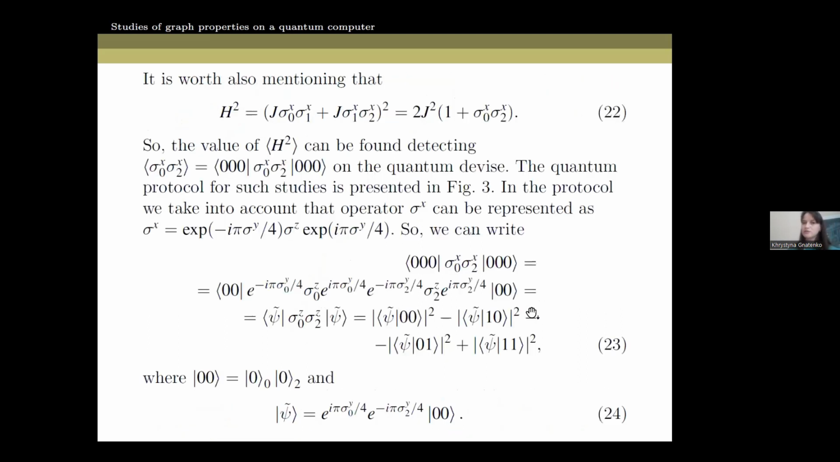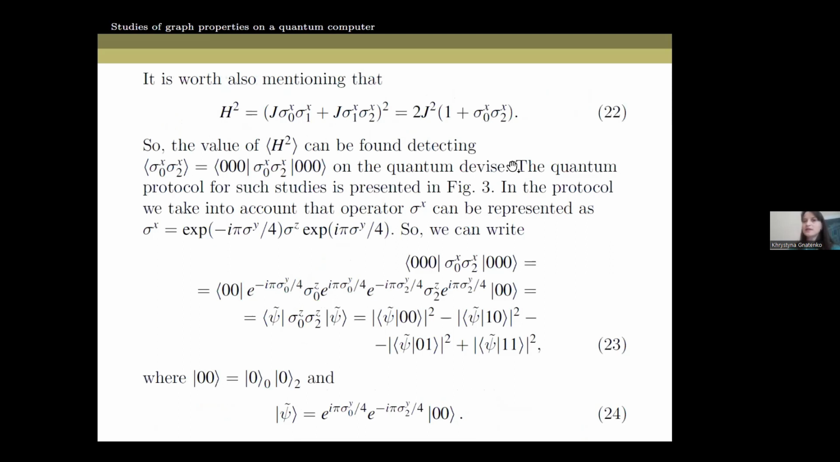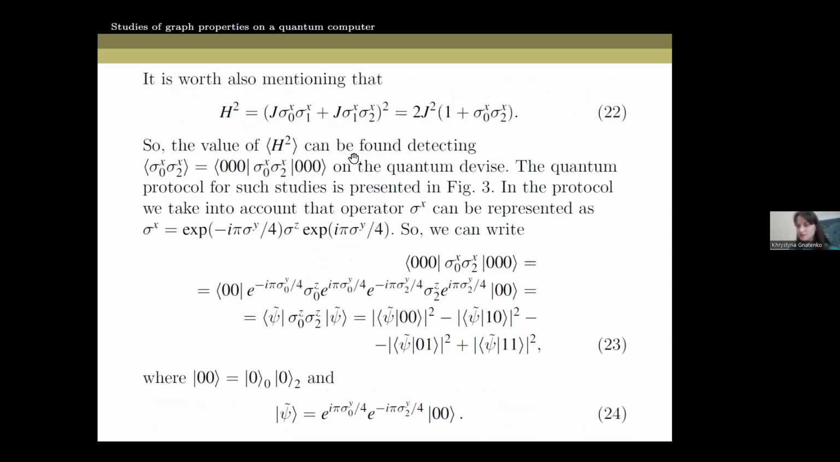Another way to find this H squared, the mean value of the Hamiltonian squared, is to calculate this mean value in the case of our spin model, described by the Ising model, and find the expression for this H squared. In the expression, we have that the squared Hamiltonian is determined by this term. So we have sigma x0 multiplied by sigma x2.